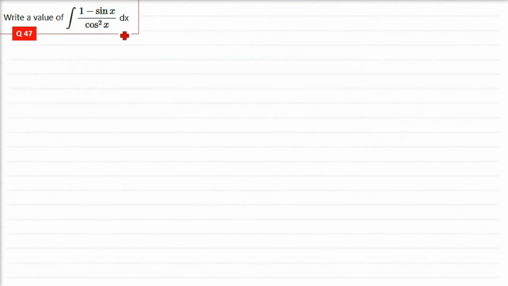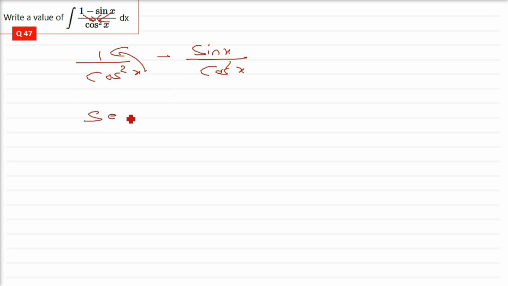1 by 1 minus sin x, cos square x. See, there are two ways to do it. Cos square x can be written as 1 minus sin square x. 1 minus sin square x can be written as 1 minus sin x times 1 plus sin x. The 1 minus sin x gets cancelled, but still you are left with 1 plus sin x in the denominator. So that's an issue.